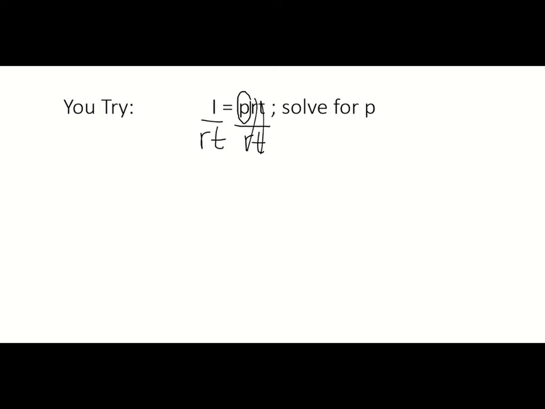That's going to cancel out, so I'm just left with the principal P on the right. And then on the left, I'm left with the I divided by RT. So this tells me that the principal can be found by dividing the interest by the interest rate times time. So it gives me a different formula that I could use just by rearranging the simple interest formula.